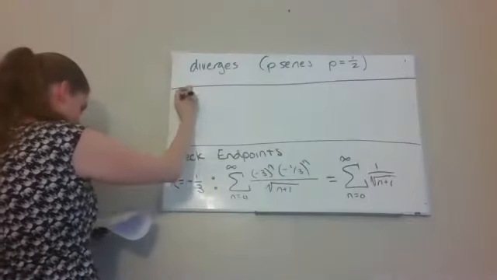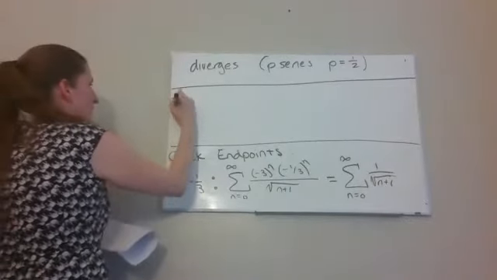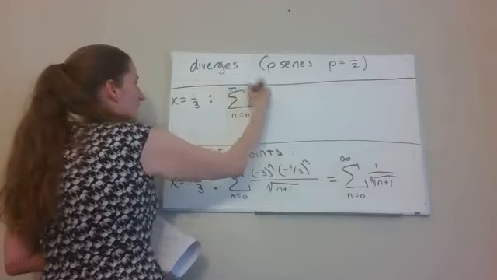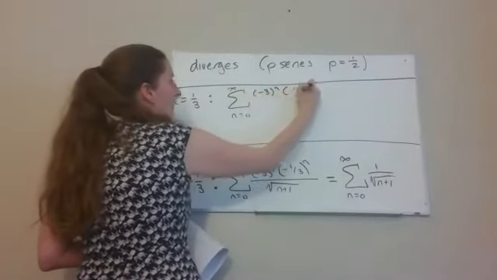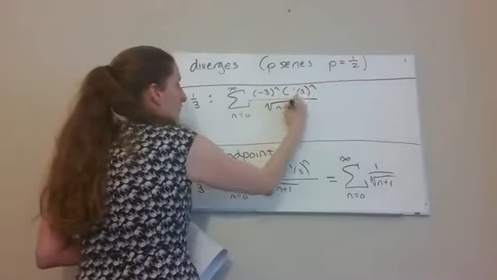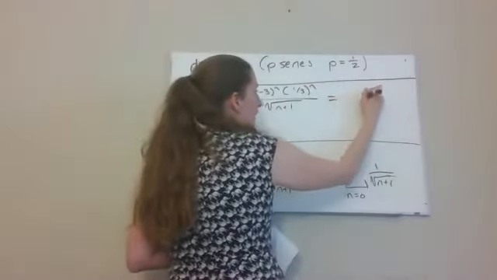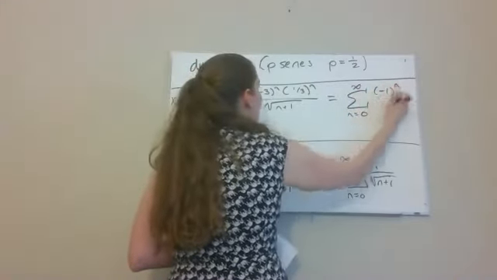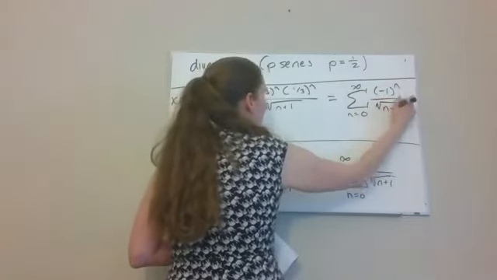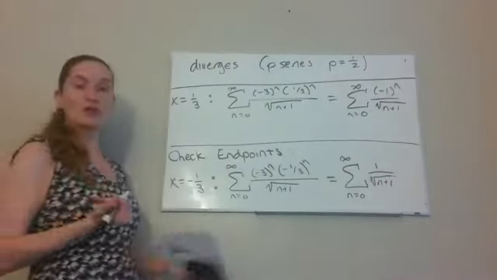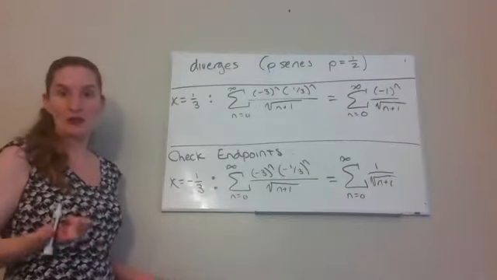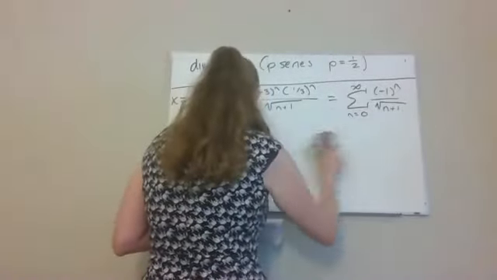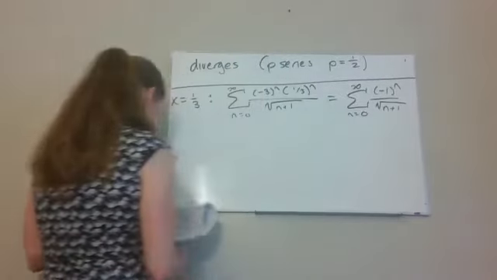And now when I check with x equals 1/3, plug that into the original series, I get negative 3 to the n, 1/3 to the n, over square root of n plus 1. This time, when I simplify my numerator, I get a negative 1 to the n power over a square root of n plus 1. So for that, I would use the alternating series test because it is an alternating series. Remember, the alternating series test said, check to see if we are decreasing and if the limit goes to 0.